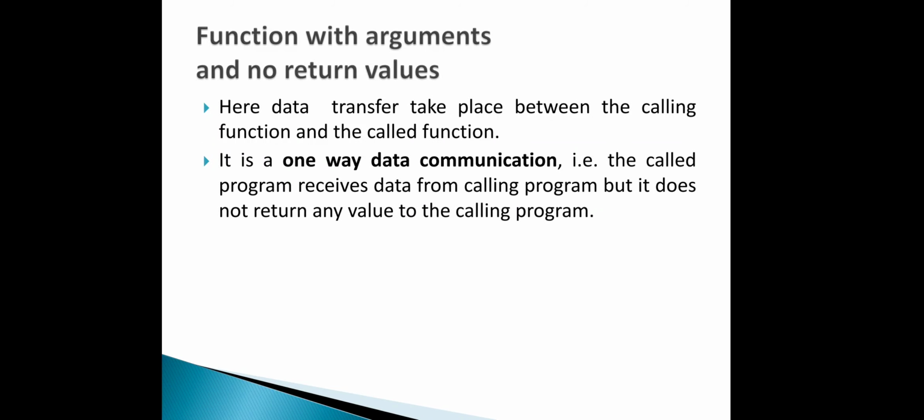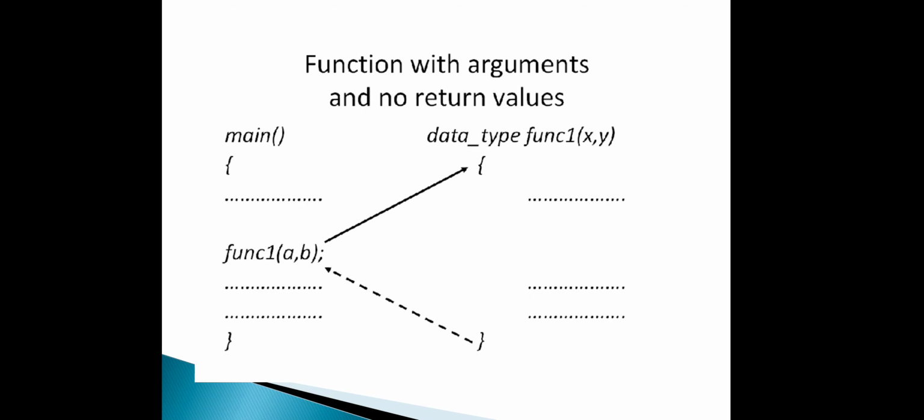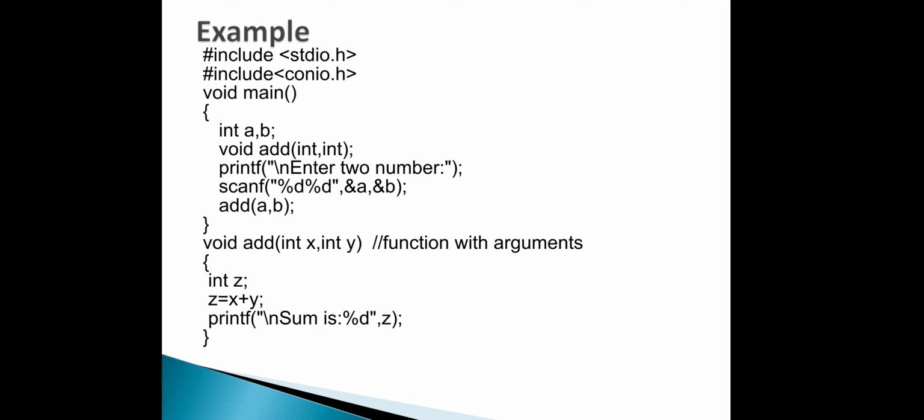The next category is function with arguments and no return values. Here data transfer takes place between the calling function and the called function. It is a one-way communication. This is the syntax for function with arguments and no return values. Let us consider this example. In this category, there is data transfer from the calling function to the called function using parameters, but there is no data transfer from the called function to the calling function.